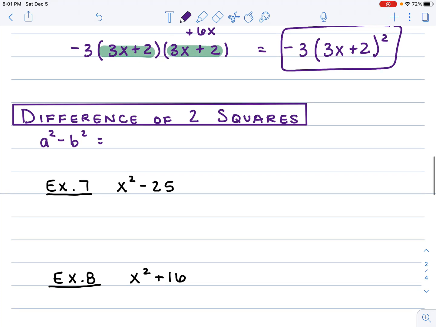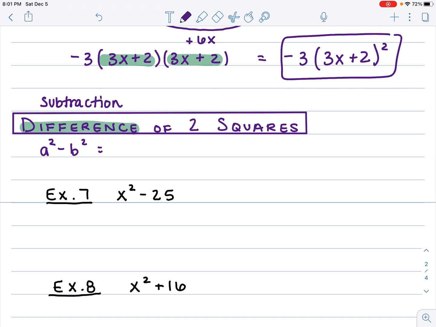The final method here is difference of squares. The big key word here is that word difference. Difference means subtraction, so we have to see subtraction in here in order to do this method. And it also says of squares. We're looking for those perfect squares. Remember from our operations notes, radical 4, radical 9, all those numbers like 4, 9, 16, 25, are perfect squares.